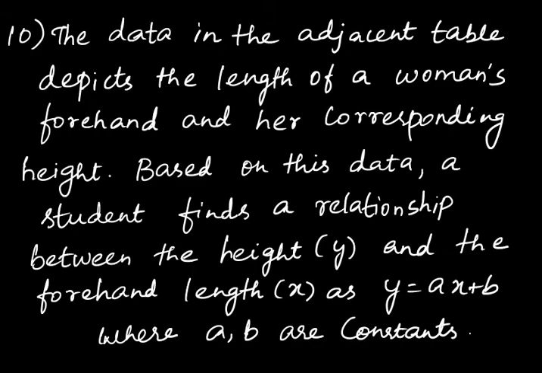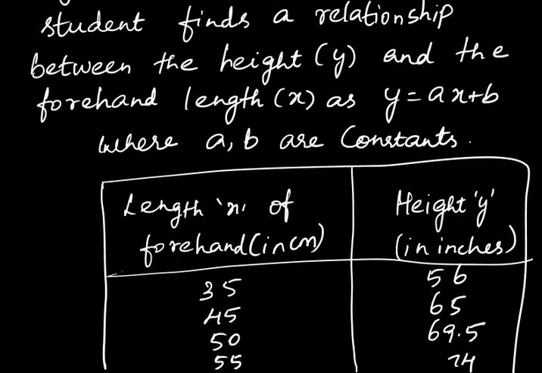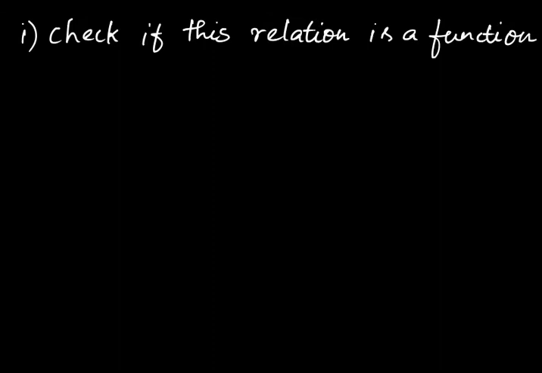10th question. The data in the adjacent table depicts the length of a woman's forearm and her corresponding height. Based on this data, a student finds a relationship between the height y and the forearm length x as y is equal to ax plus b, where a, b are constants. First question, check if this relation is a function.